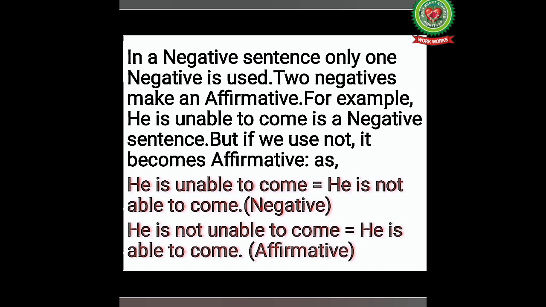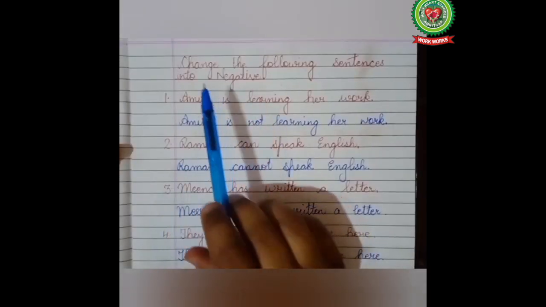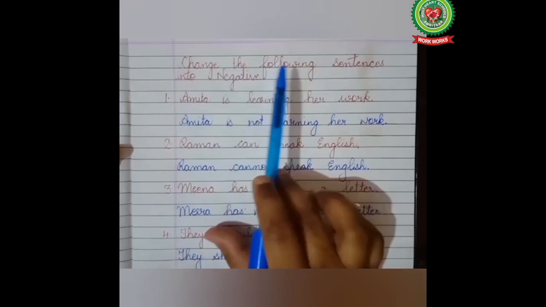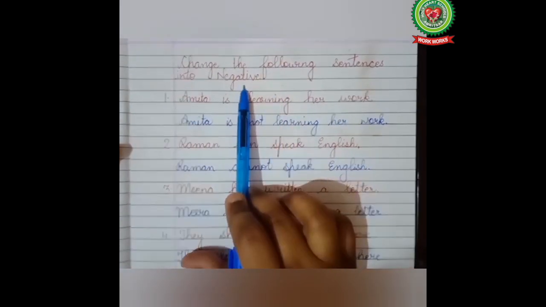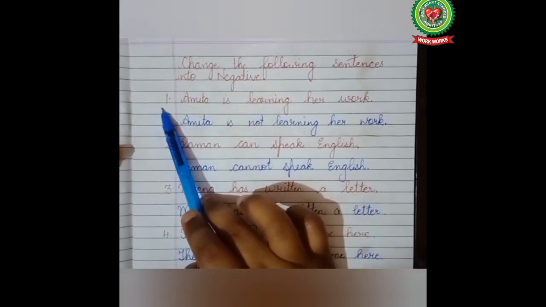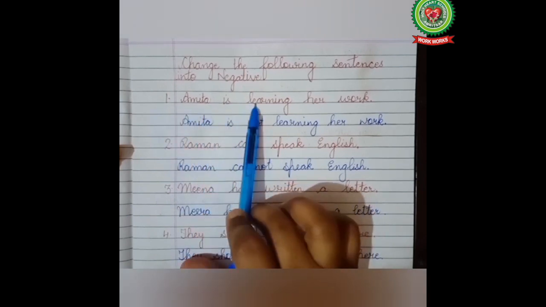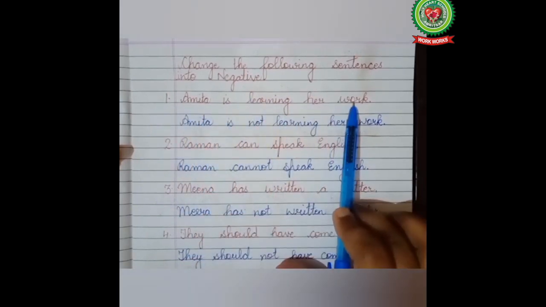Okay? I hope you all have understood this topic. Now let's discuss some more examples. Now we are going to change the following sentences into negative. Look at example number 1. Amita is learning her work.